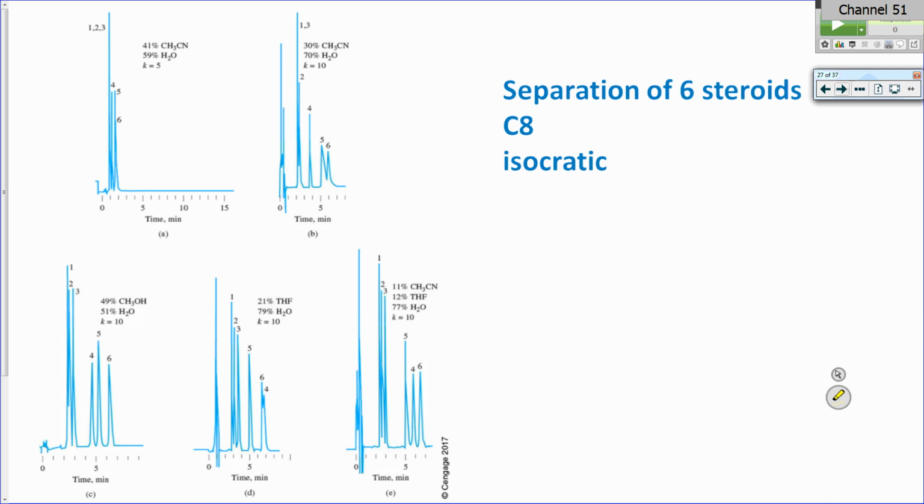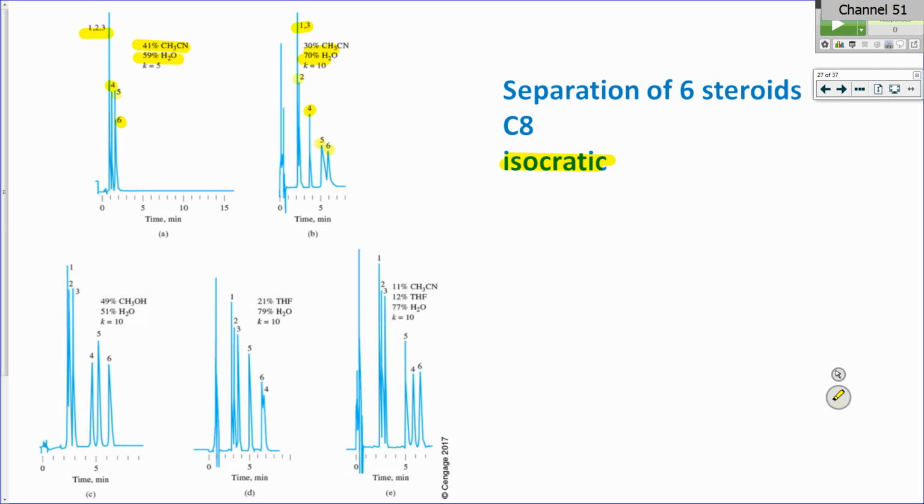This is an example of 6 different steroids, and this is a figure out of the textbook. These are all separated isocratically, so they're not changing the composition as a function of time. But it gives a good example of how difficult it can be. Here the first thing that we had was 41% acetonitrile, 59% water. 1, 2, and 3 coelute, and they can resolve 4, but 5 and 6 coelute. That's not good. So they did a 70-30 mix, and now 1 and 3 coelute, 2 is almost coeluting, 4 is isolated, 5 and 6 are close to one another.